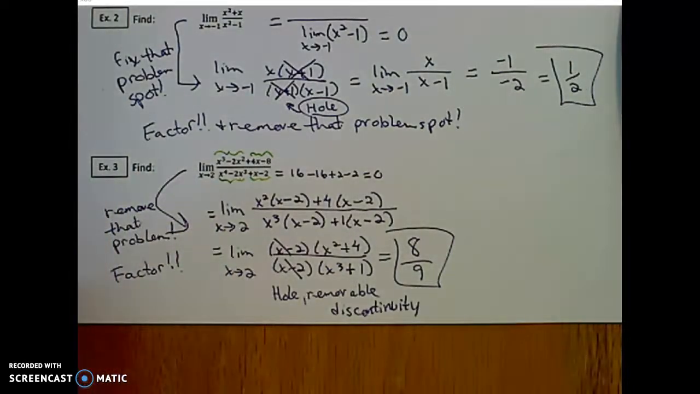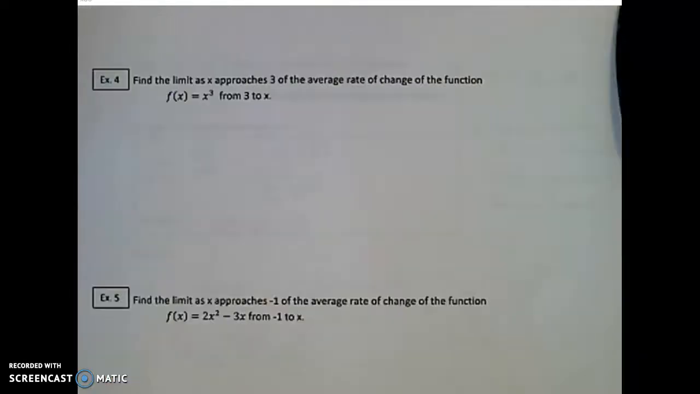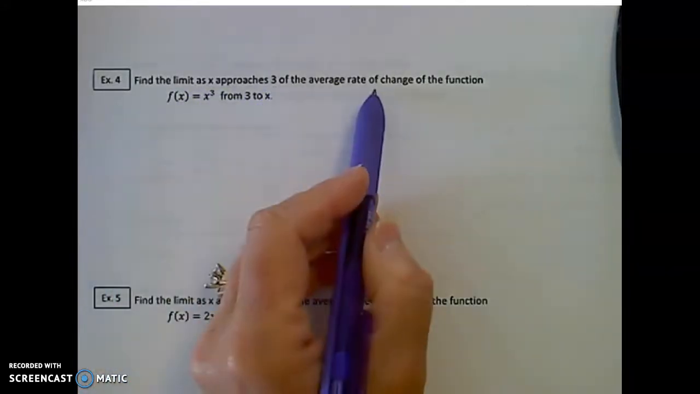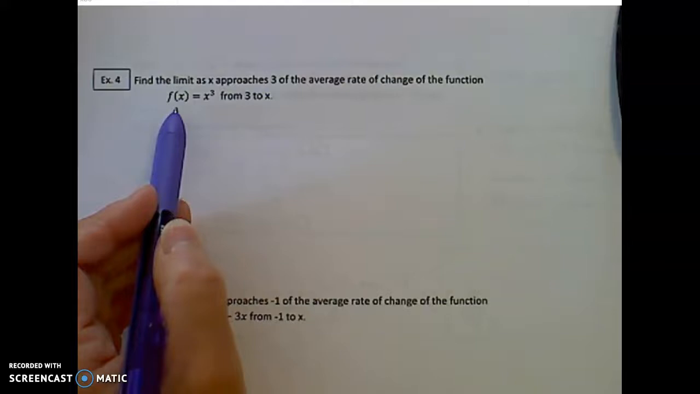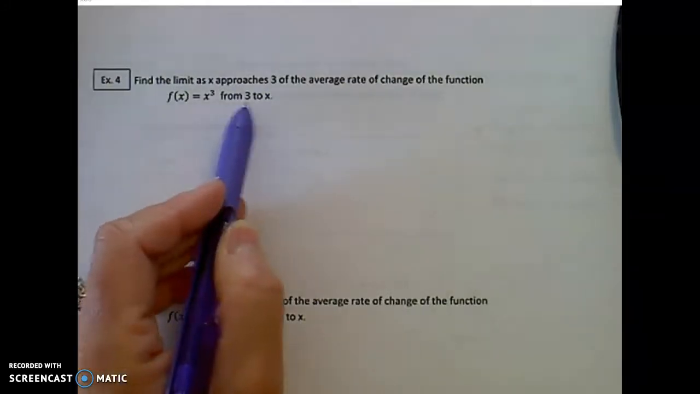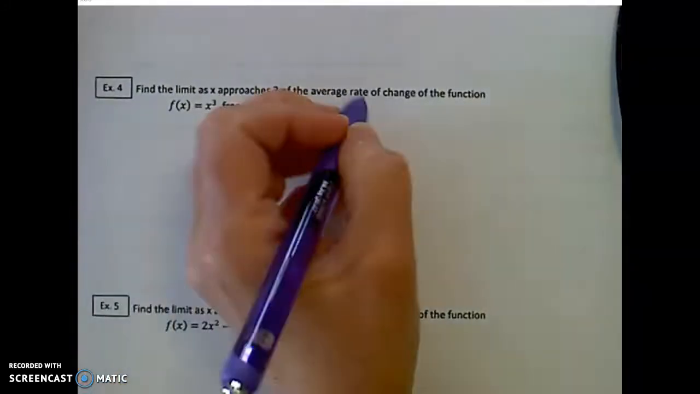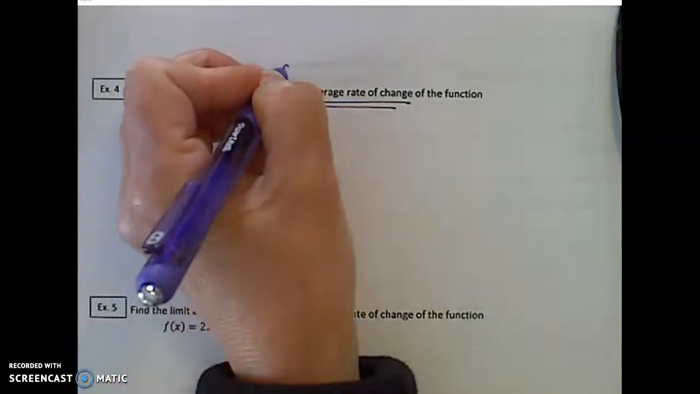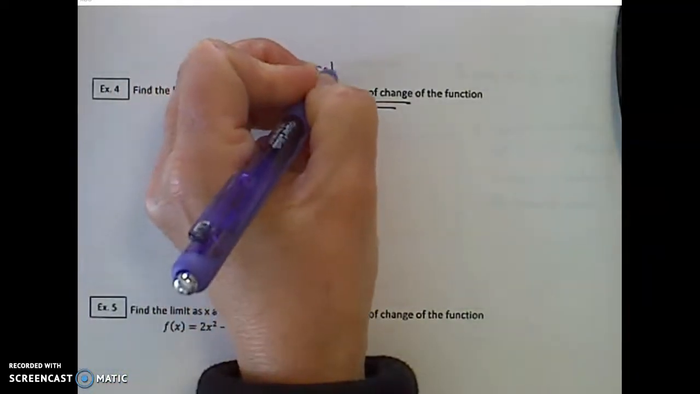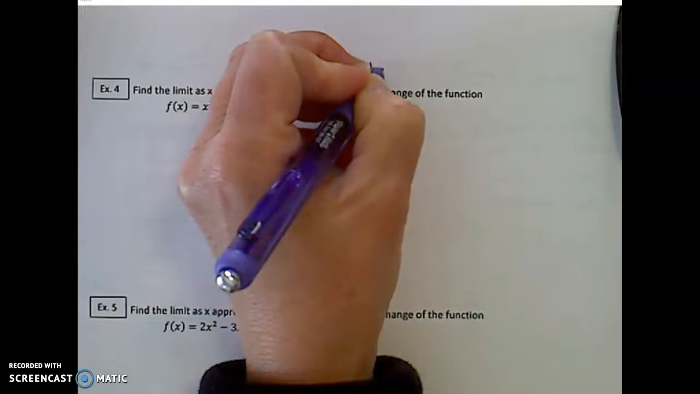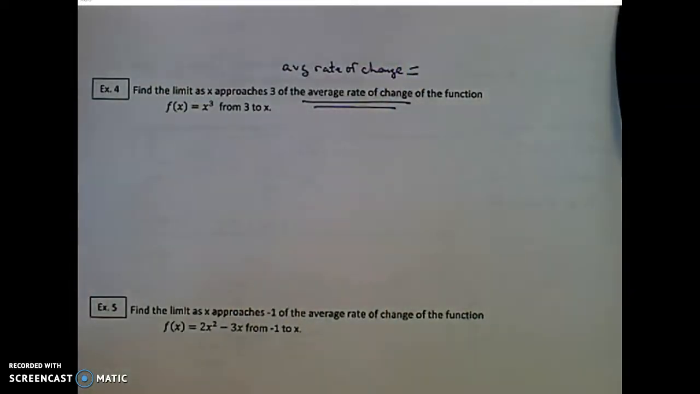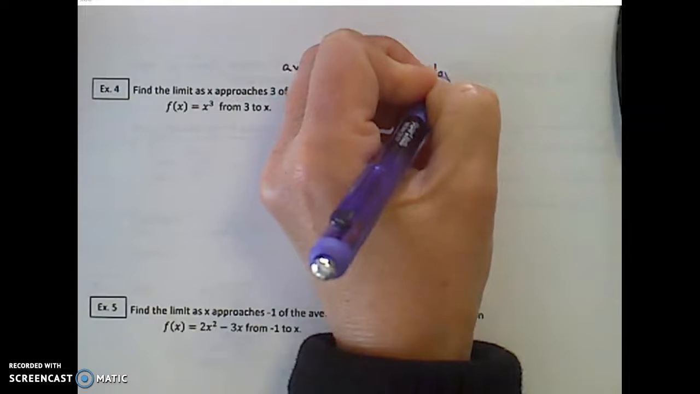Alrighty. Pause for a moment as we move. Okay, here's a good calculus concept. Find the limit as my x values approach 3 of the average rate of change of this function from 3 to x. What on earth is average rate of change? If you remember, average rate of change is really just a fancy way of saying slope.